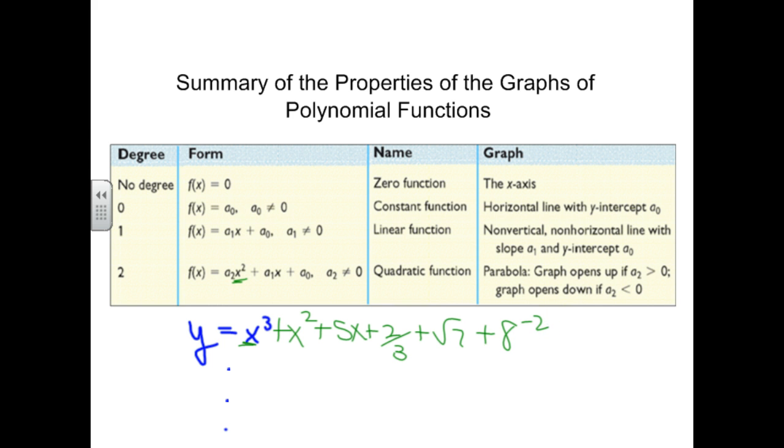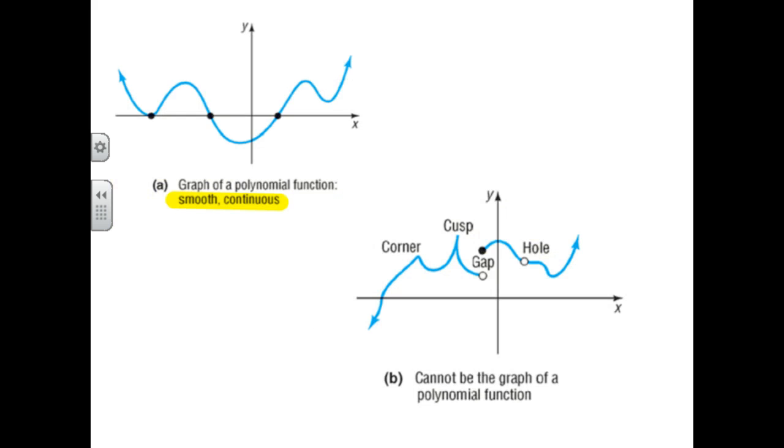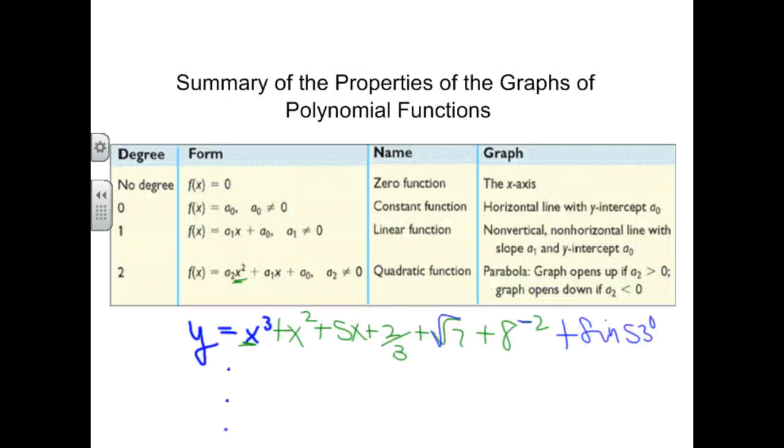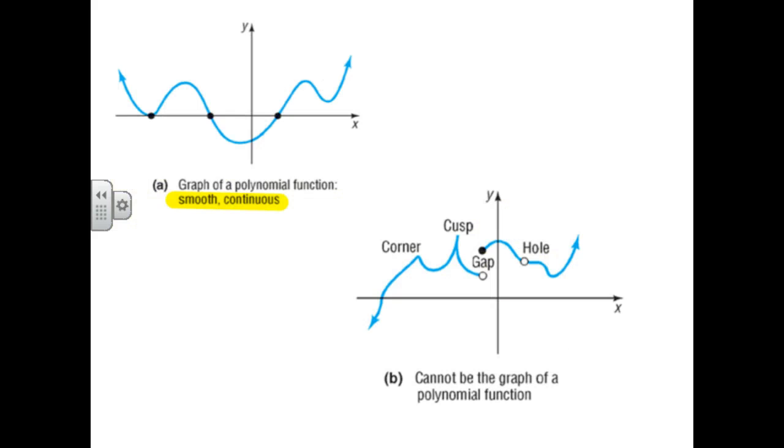So just because you see a square root doesn't mean that it's not a polynomial. You just can't take the square root of a variable. You can take the square root of a number or raise a number to the negative exponent. You can even say plus sine of 53 degrees. This is still a polynomial. Again, what the difference was is these are all numbers that I was doing all this bad stuff to. Even the 2/3 dividing by 3. You just can't divide by x, take the square root of x, raise x to the negative 2nd, or take the sine of x, but you can of numbers.